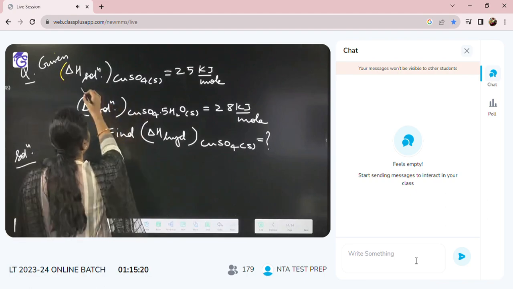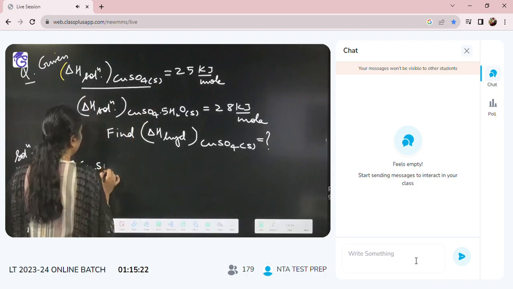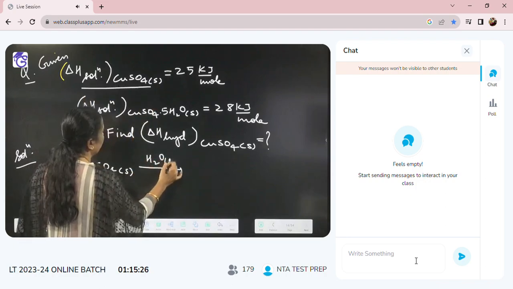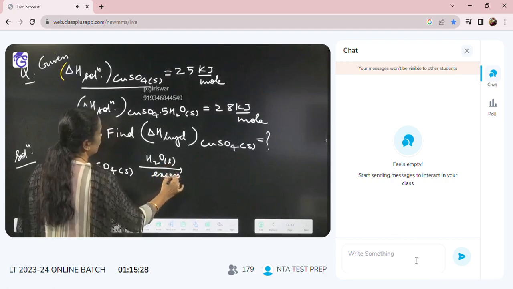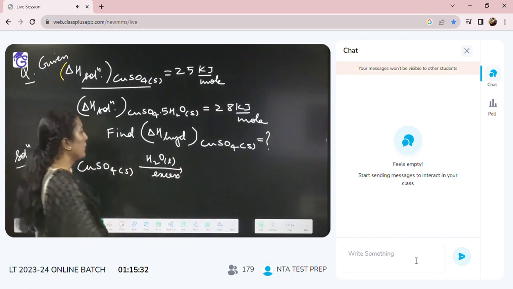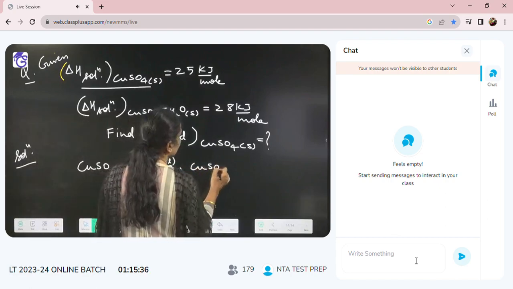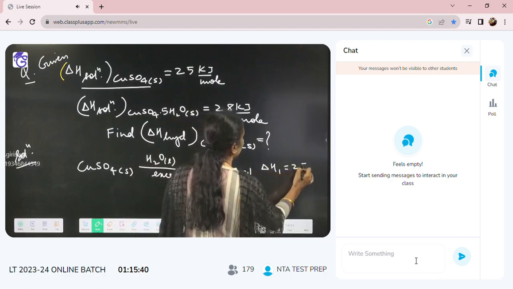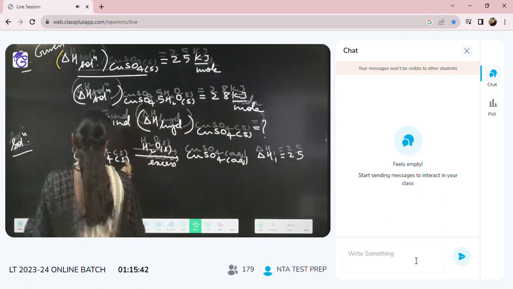See here, for delta H of solution, you are having 1 mole of this CuSO4 solid and you are having H2O liquid in excess. Why am I considering H2O? Because you have to find out hydration. So I'm assuming that water is the solvent. Then you'll be having here CuSO4 aqueous. Delta H1 in this case is 25. I'm not writing the unit again here.